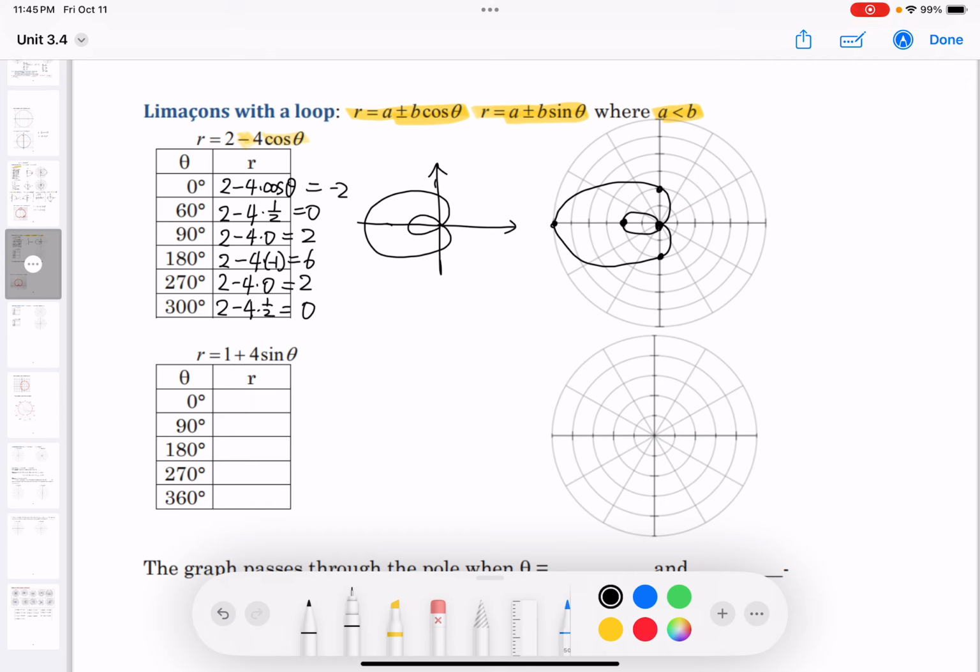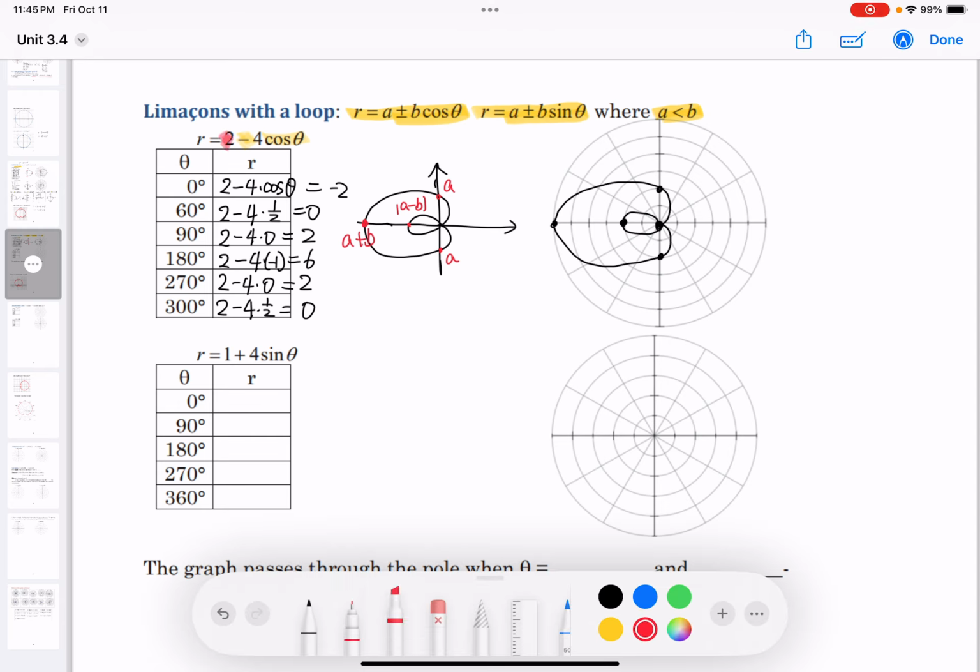And how do we decide these important key points? Here is a, here is also a, and this point is a plus b. And at this point, the radius is the absolute value of a minus b, so find the difference between a and b. You just see these two numbers.